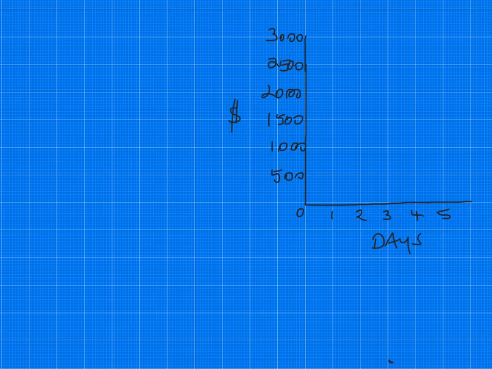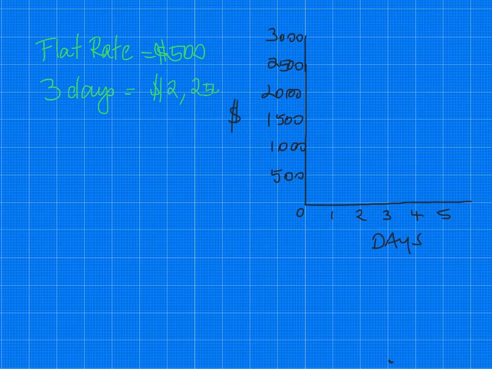Okay, so let's try something different. Let's say we had a flat rate, a call out rate of $500. Now I know for every 3 days I earn, say, $2,250. Not a bad wage. Now remember, flat rate is what you get paid as soon as you start. So the first day, without even earning my daily rate, I'm looking at getting a flat rate, and it happens on the first day.